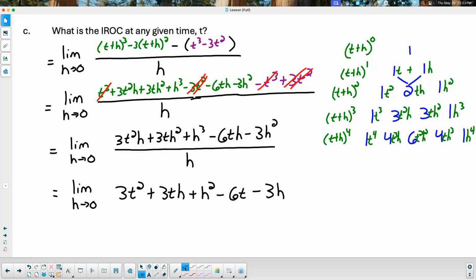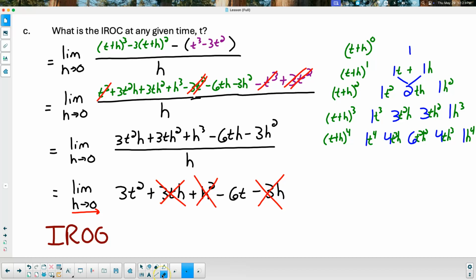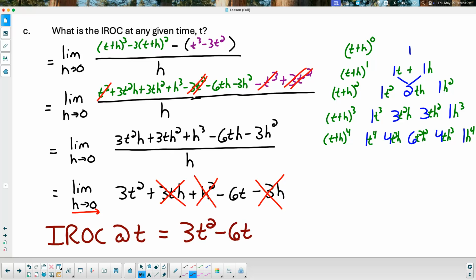So anything with an h goes away. If I send h to 0, then 3t squared is safe, but that term is gone. That term is gone, and that term is gone. Negative 6t is safe. So my IROC function, oops, I put IROC, not IROC, at any time t is going to be 3t squared minus 6t.